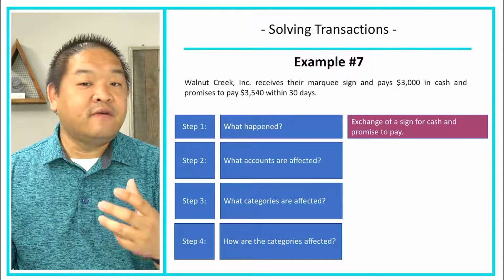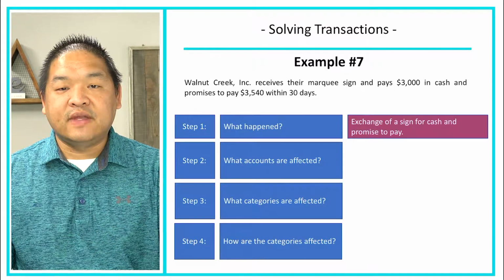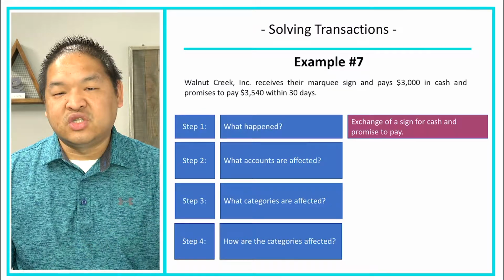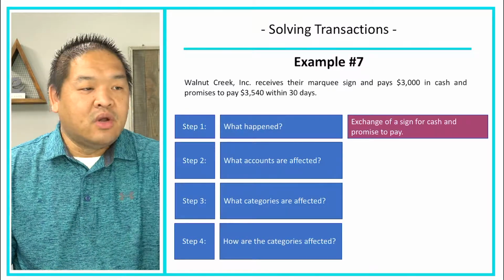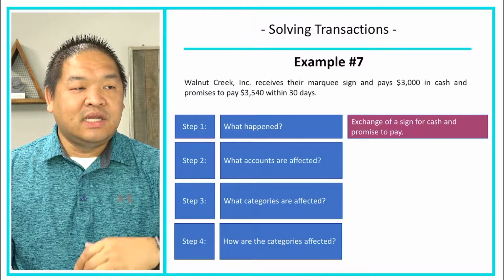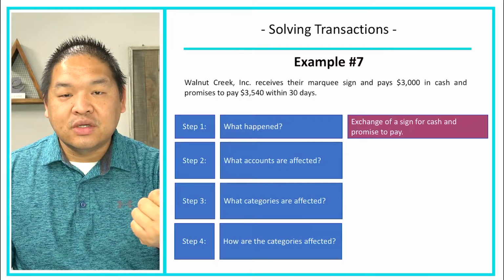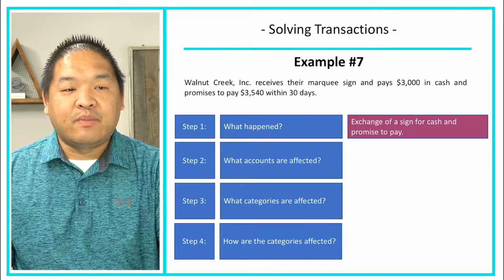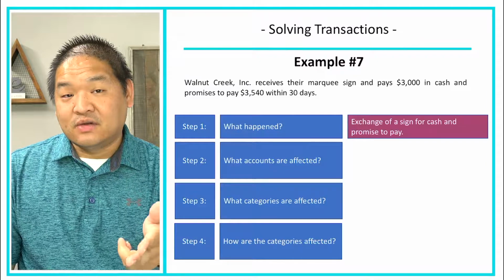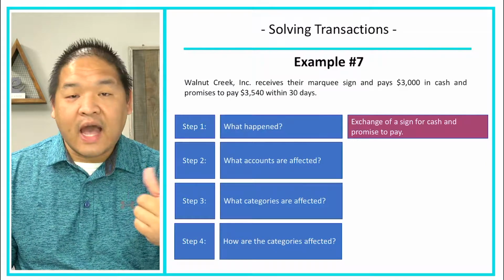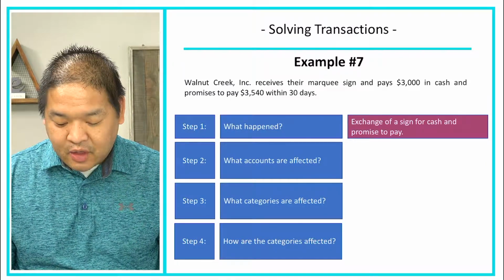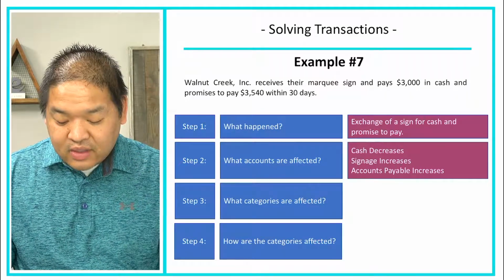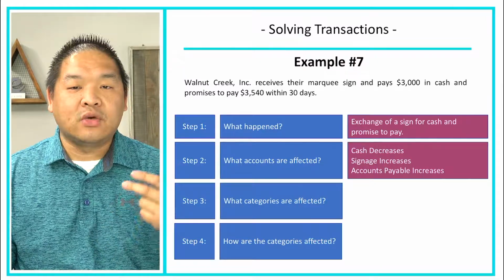So what accounts are affected? Well, we know that we're receiving a sign. So sign, we can use that as an account name. So we're receiving a sign and then we're giving up cash and a promise to pay. Well, what do we call that promise to pay based on some of our other examples? Accounts payable, right? So cash and accounts payable in exchange for the sign. All right, so cash decreases, the sign will increase, and the accounts payable will also increase.